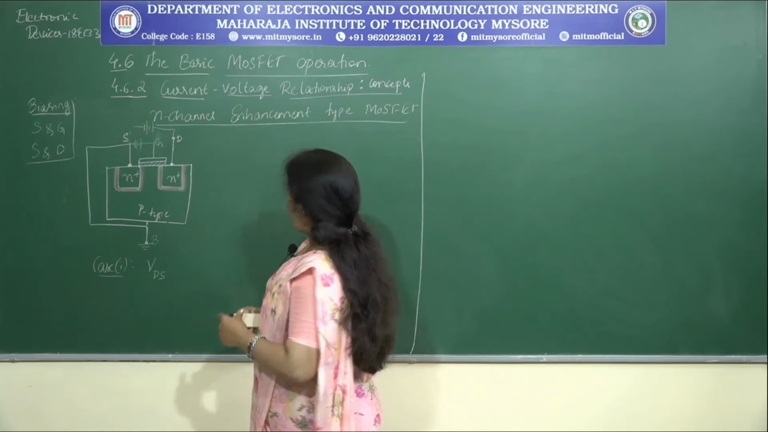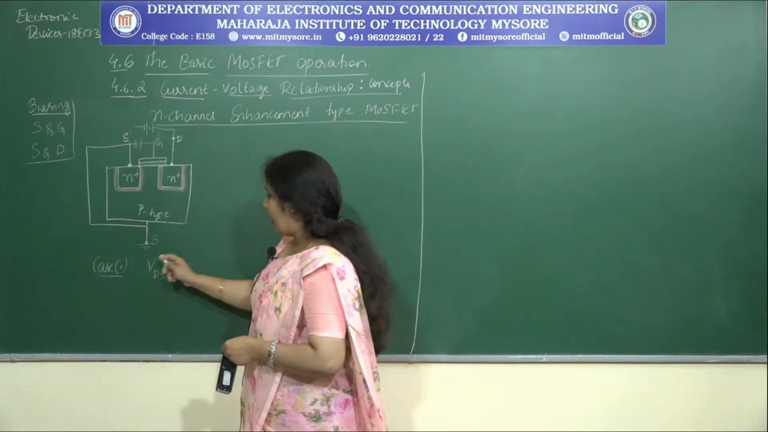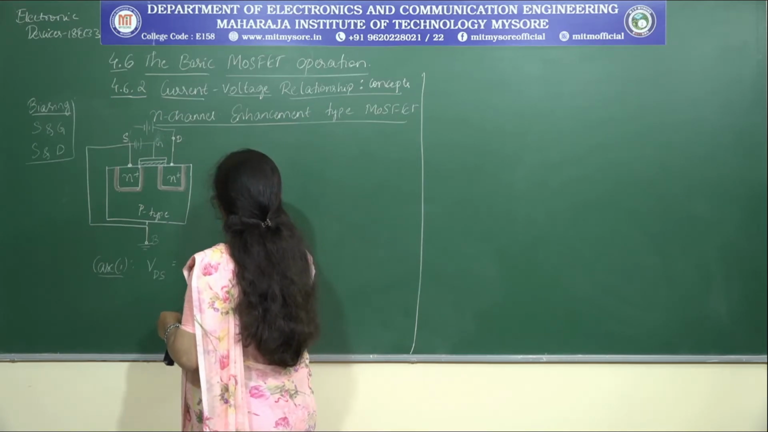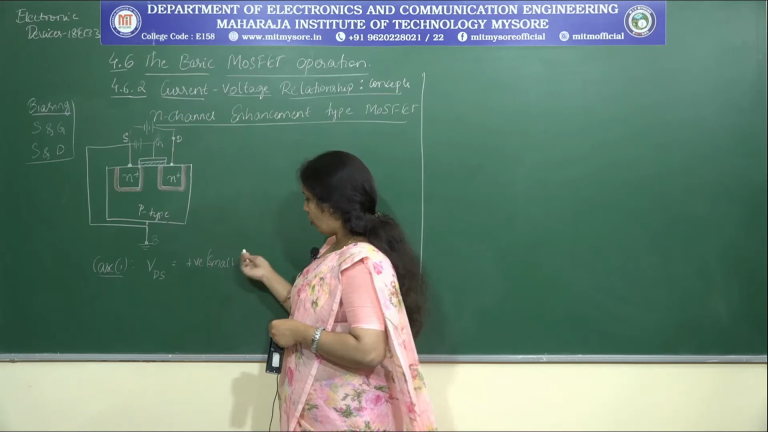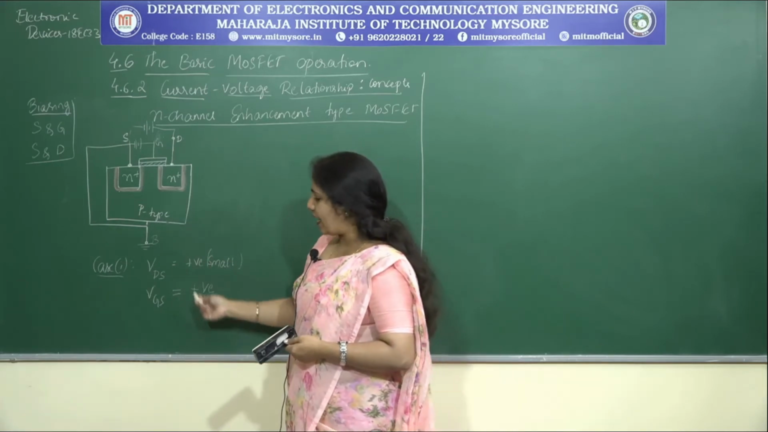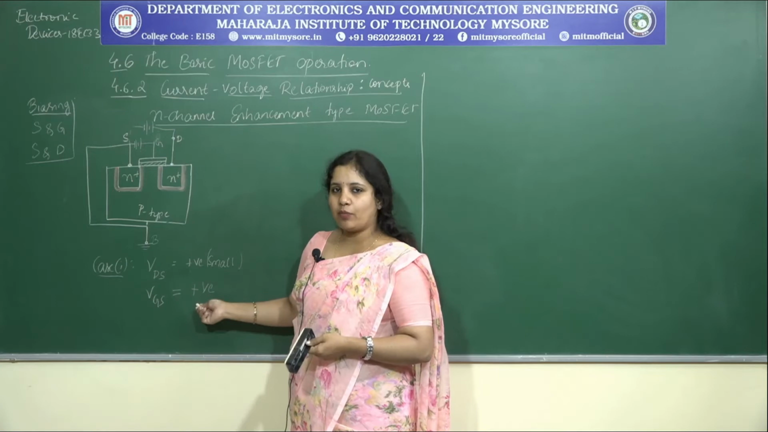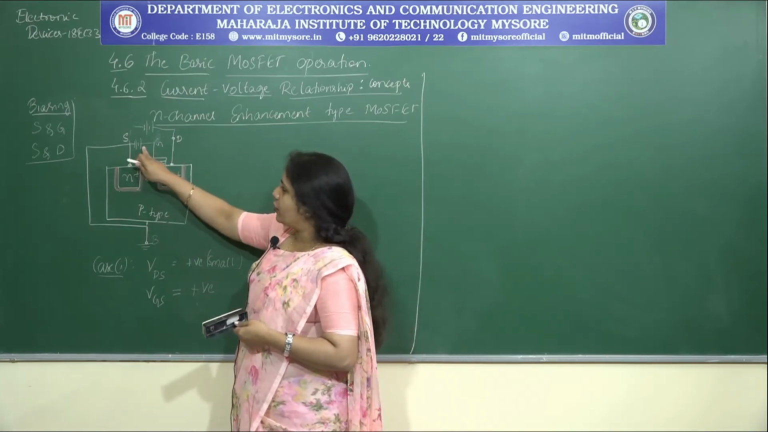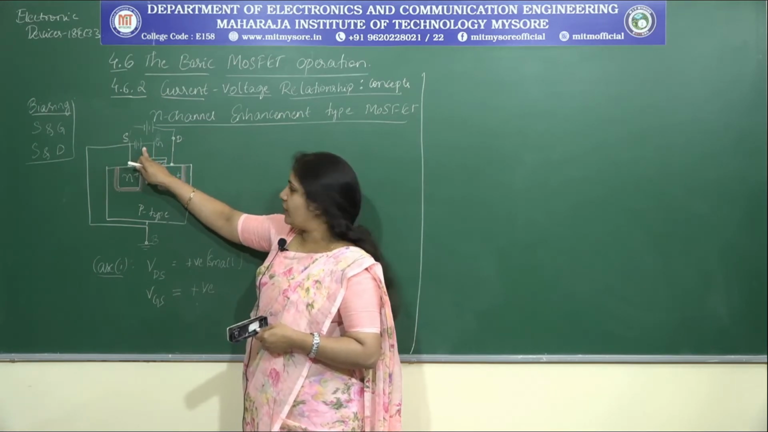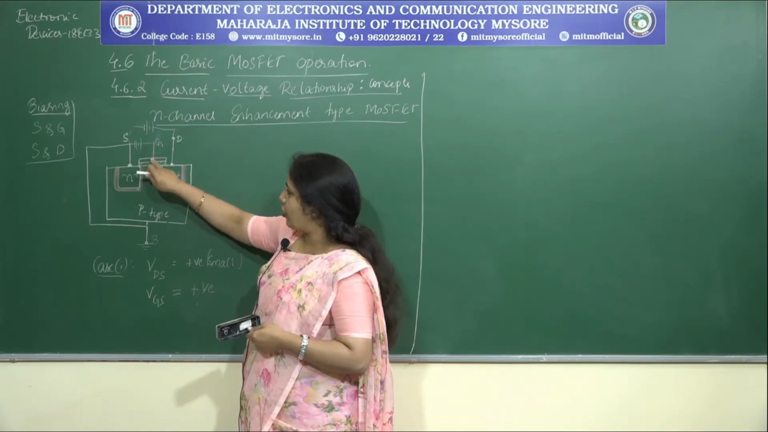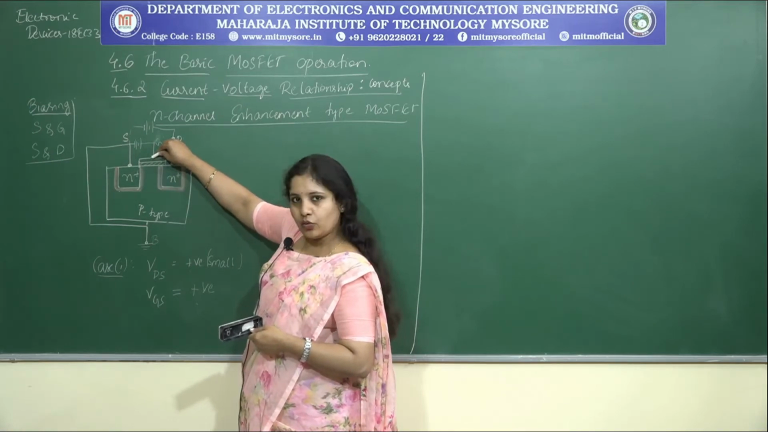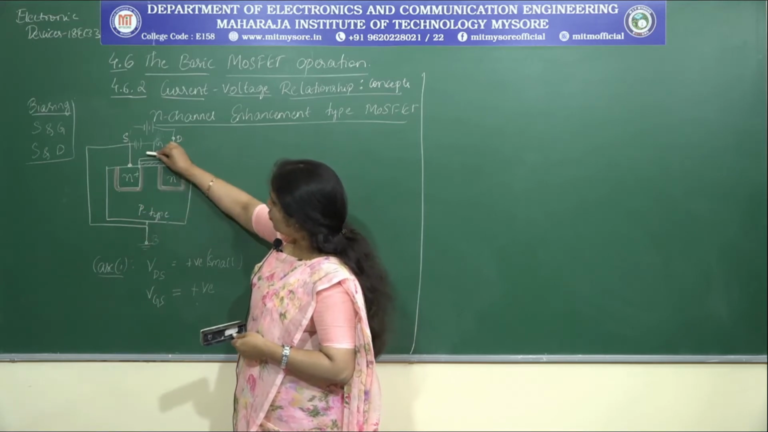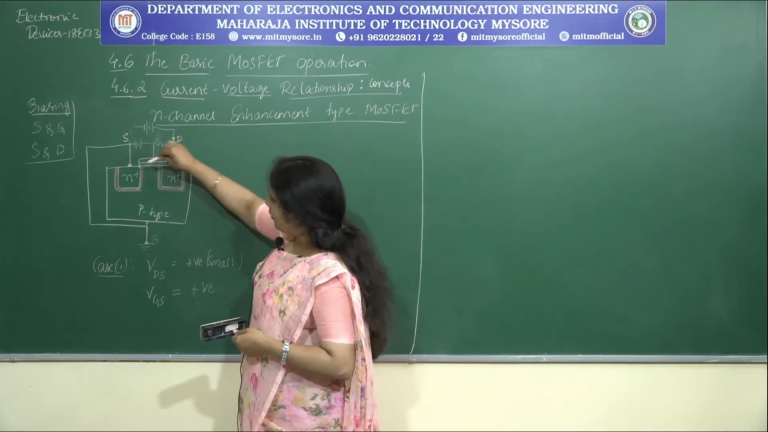What is the case number 1 that I have considered? Let my VDS be a positive voltage which is very small. Both VDS and VGS I will consider to be positive voltages. Now think of that, I am providing a positive potential at the gate terminal. That means this particular terminal is having a positive value. What about the P substrate? It is grounded.